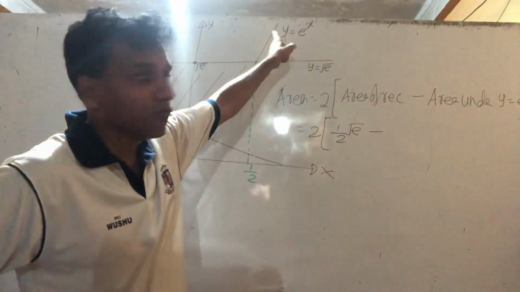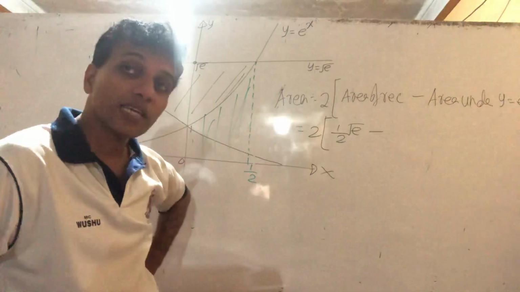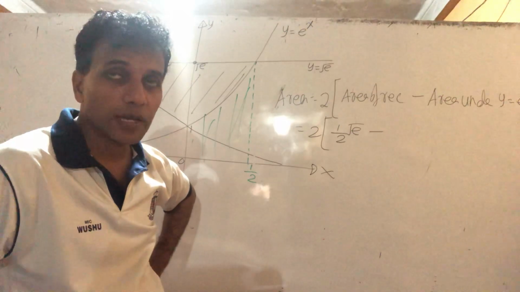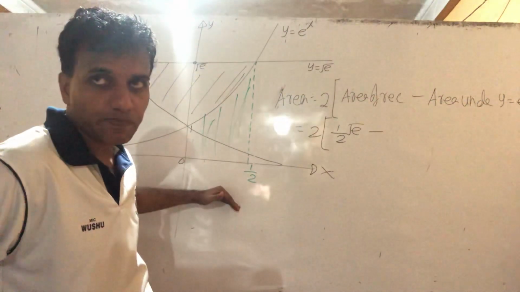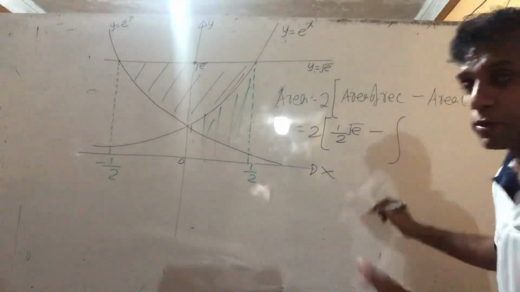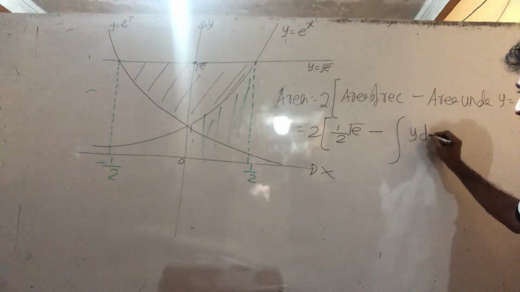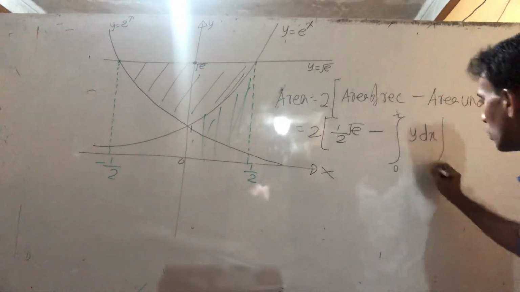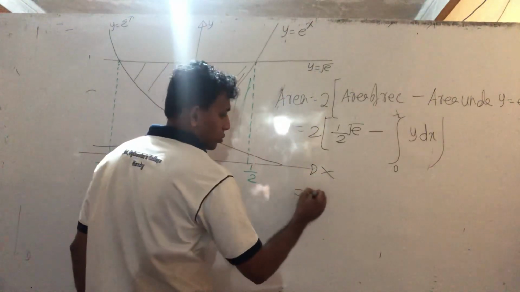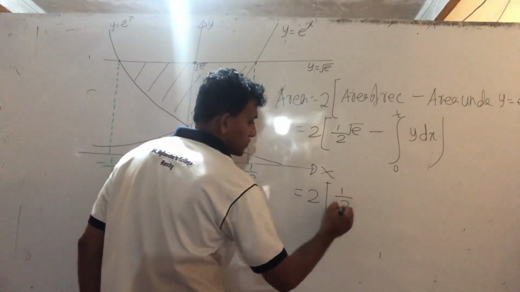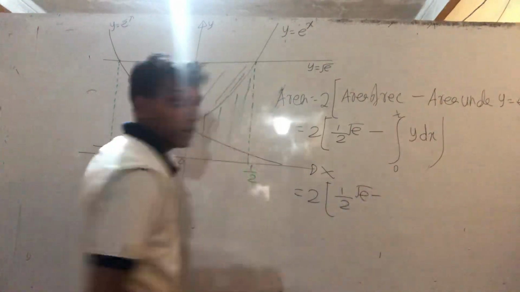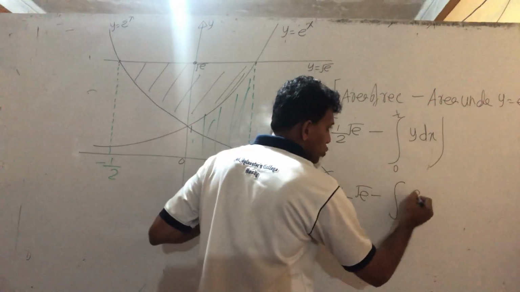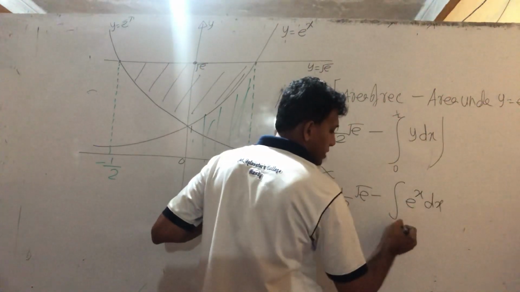Y equals e to the power x, so what is x? It becomes logarithm y. Therefore this about x is easy. So integral, I write the formula first: y dx, here the boundary is 0 to half. So follow: 2 into half square root e minus, what is y? E to the power x, integral e to the power x dx from 0 to half.